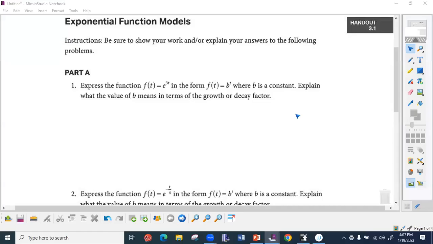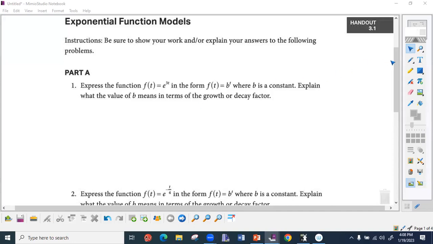Here we go. So on your exponential function models assignment, your 3.1 assignment, A and B, we're going to start off with here. It says express the function f of t equals e to the 3t in the form of f of t equals b to the t, where b is a constant, okay?